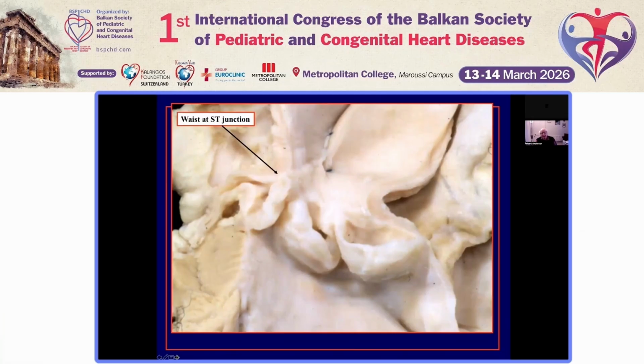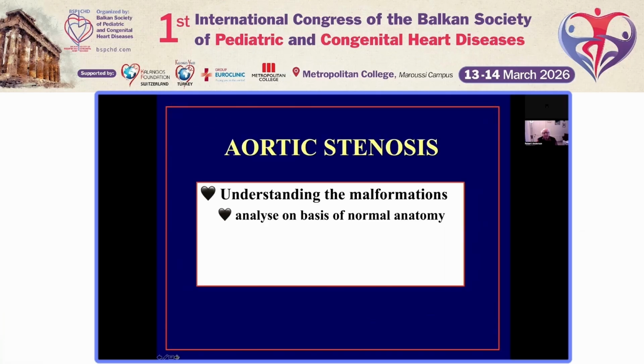But this is the typical arrangement where you see there is a marked waist, sinutubular junction. The leaflets are much longer now than the sinuses, and it is that produces the abnormal function of this so-called supravalvar aortic obstruction. So there are the malformations, and as with the mitral valve, we can understand them on the basis of normal anatomy when we consider not only the mitral valve, but also the aortic valve in terms of a valvar complex. Remember, when we consider aortic stenosis, we should also take note that the stenosis can be present at subvalvar and supravalvar levels.